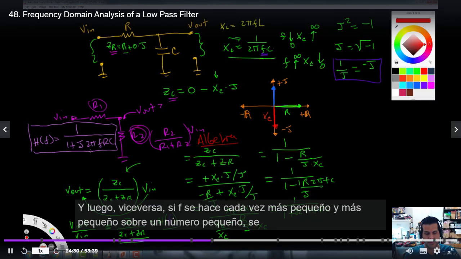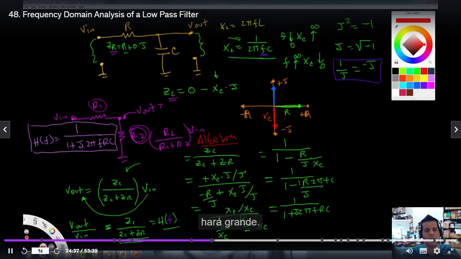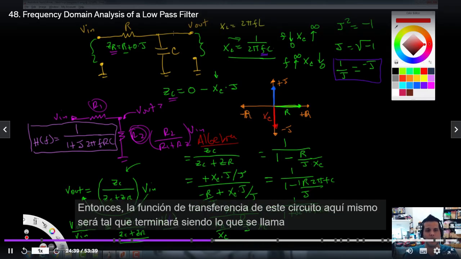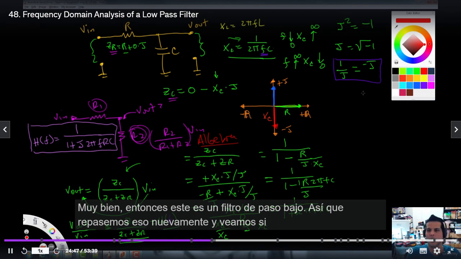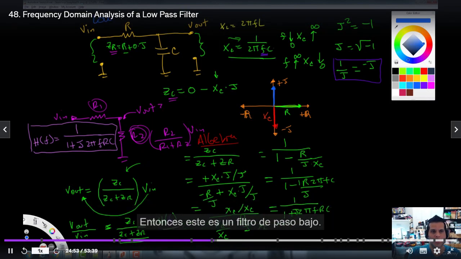And then vice versa, if f gets smaller and smaller and smaller, 1 over a small number is going to get big. So the transfer function of this circuit right here is going to end up being what's called a low-pass filter. All right, so this is a low-pass filter. So let's go over that again, and let's see if we believe ourselves.